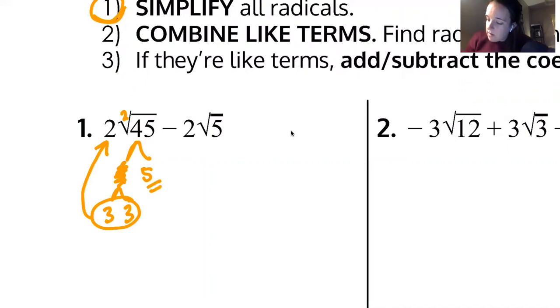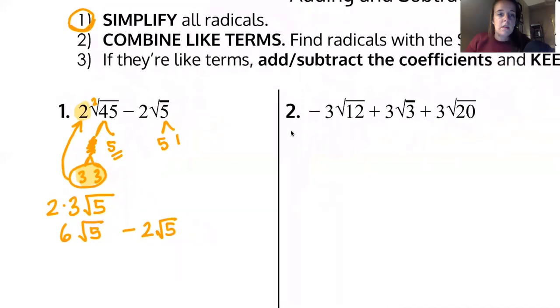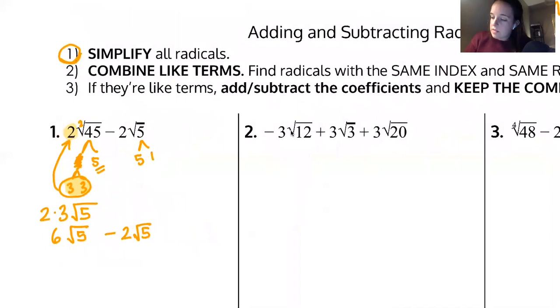So I'd have 2 from the beginning here, and then multiplying that times 3 would be here, and then left over inside would be 5. So in this case, I would have 6 square root 5. And then in this case, the 5 and the 1 don't break down at all, so I'm just going to bring down this whole thing, 2 square root 5. So that's the first step. The first step is to simplify.